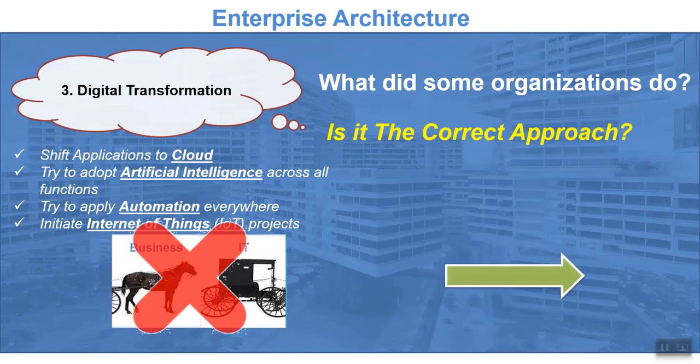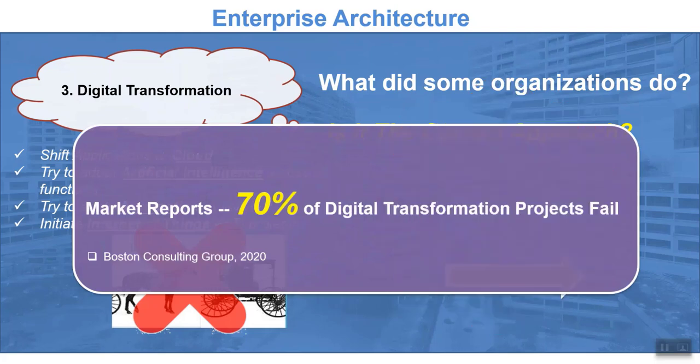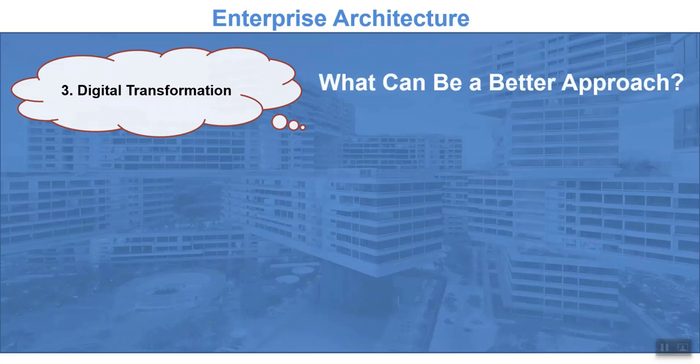Another example is shifting high traffic applications to the cloud. If you know that your end users are not having a good internet connection, definitely this is not a wise decision. So there's no wonder why 70% of the digital transformation projects fail.